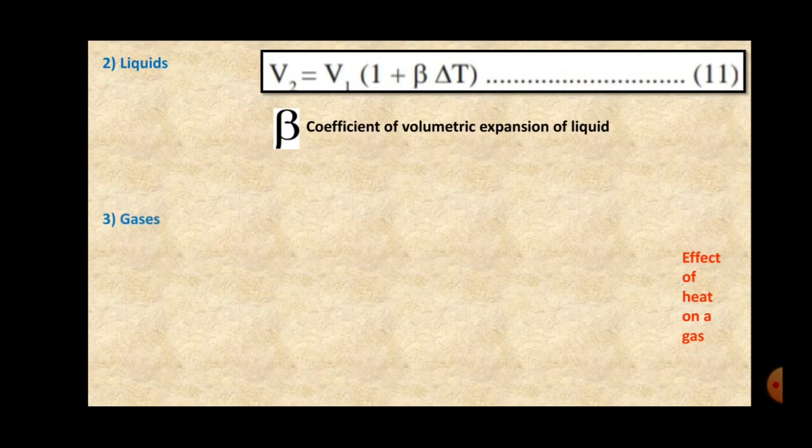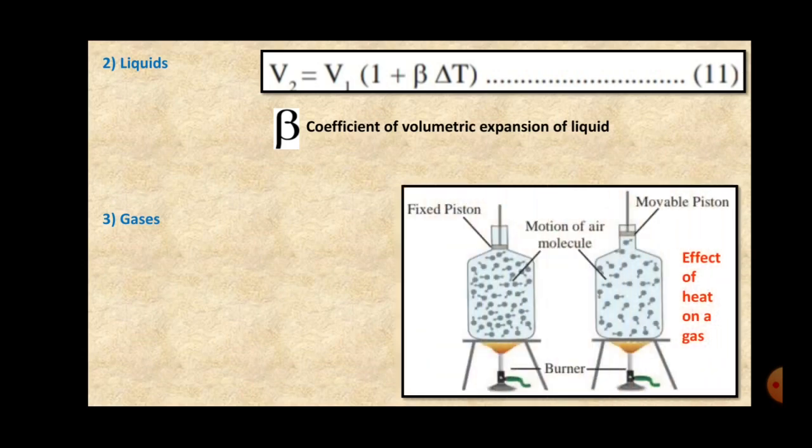And the last one is about the gases. Now we know that gases, they neither have a fixed volume nor a fixed shape. And if heat is provided to them, they expand, and if they are kept in a closed box, then the volume cannot increase, but then the pressure increases. Now this can be explained with the help of this simple diagram.